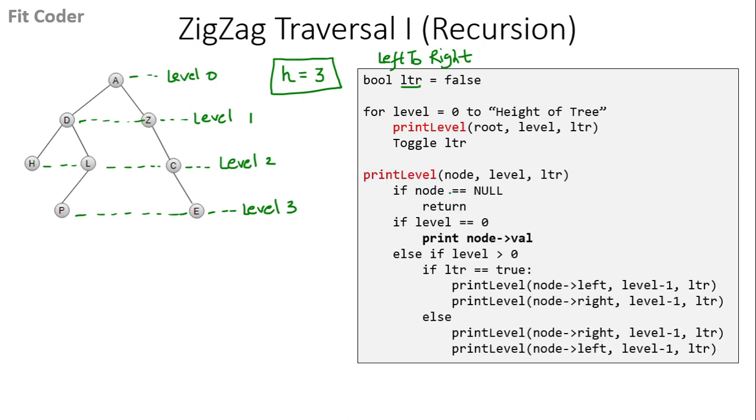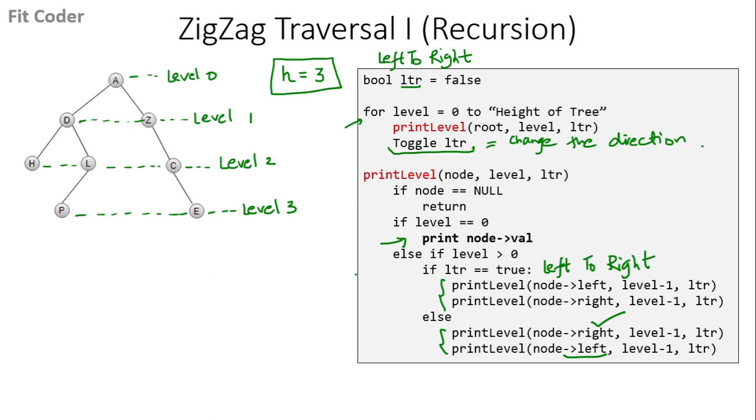In this function printLevel, first we check if the node is null, then we return. If the level is 0, then we print the value of the node, and if the level is greater than 0, first we check LTR. If LTR is true, that means we have to go from left to right. So we call this function printLevel, first on the left node and then on the right node. If LTR is false, then the orientation is from right to left. So first we call the right node and then the left node. And for each iteration in this for loop, we toggle LTR. This means we change the direction.